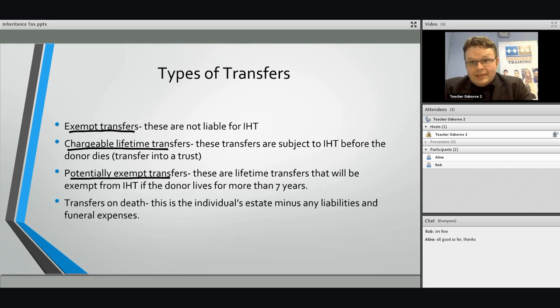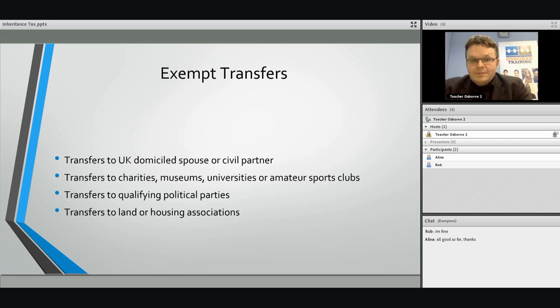And the final one is, unfortunately, let's say we have our client, John Smith, and he dies. These are what are known as transfers on death, and this is what we're going to be looking at today. This is the person's estate, minus any liabilities they have, so unpaid bills, and any funeral expenses that they might have. That gives us the death estate. Now, there are some rules on what is allowable and what is not allowable as a deduction from the death estate. We'll look at that in later sessions.